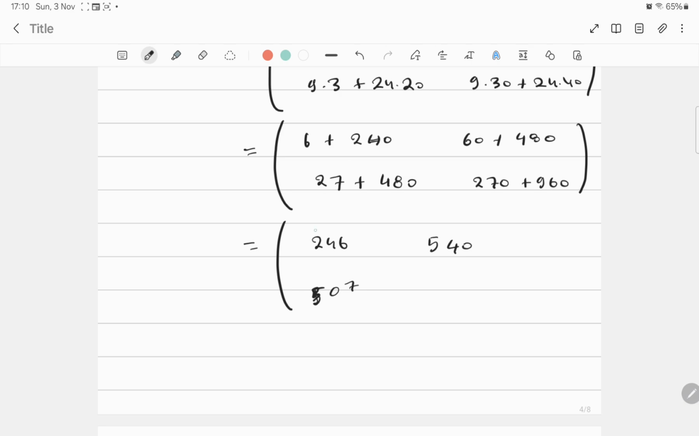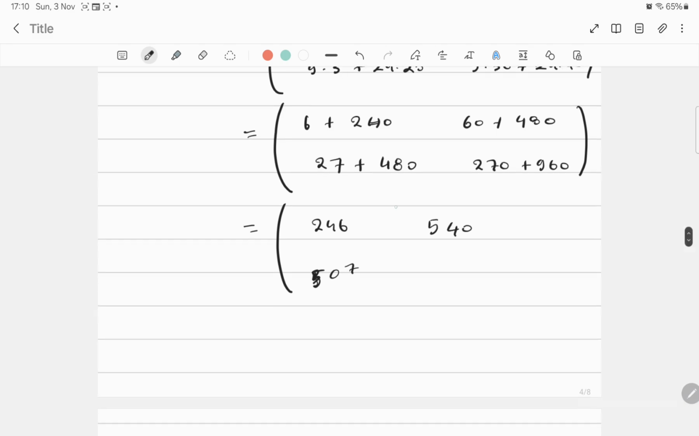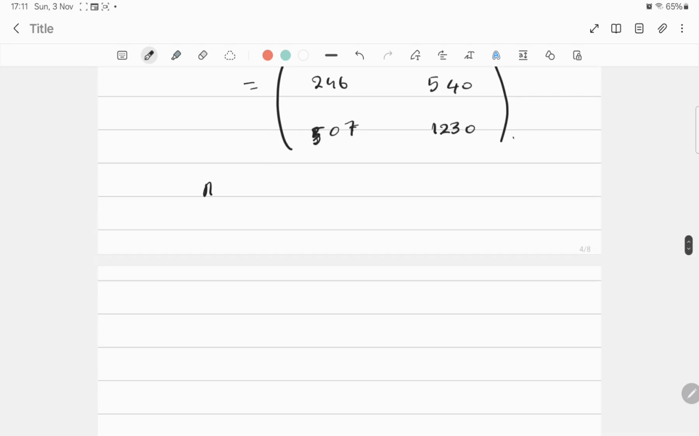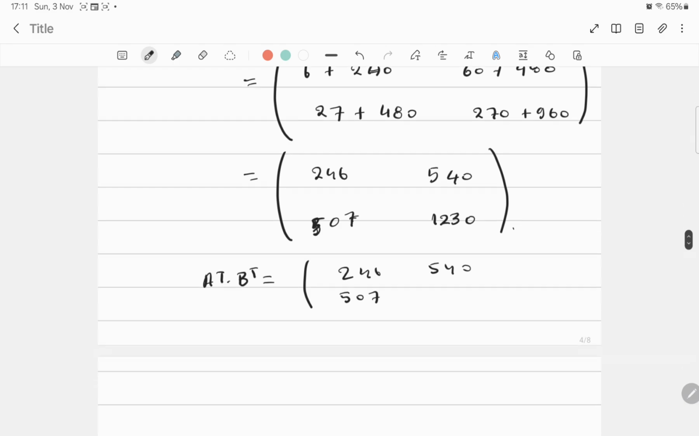So the first element here is 246, 540, 507, 1230. A transpose times B transpose equals 246, 540, 507, 1230.